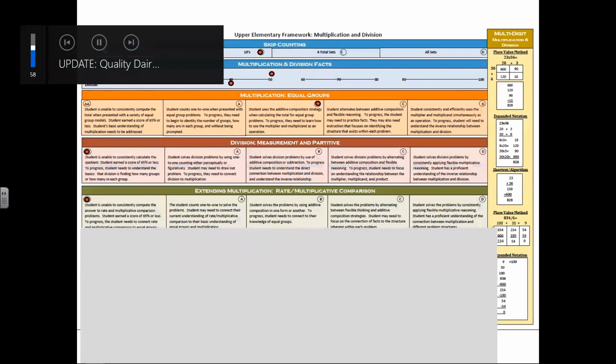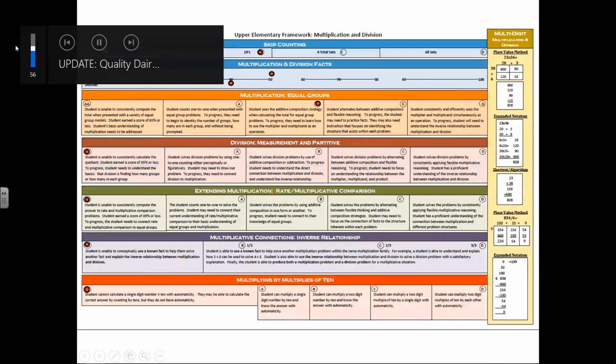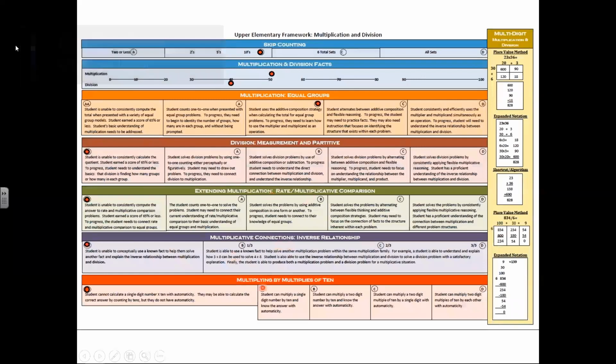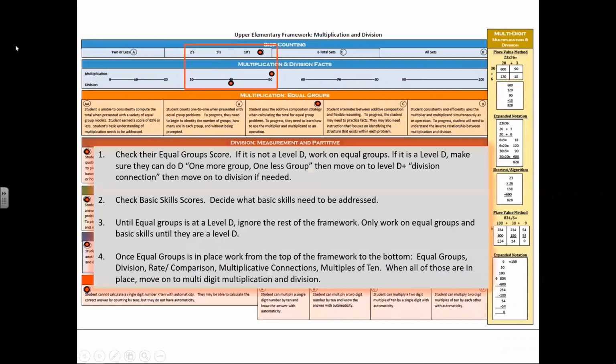And then after division, you'll go to extending multiplication. And then you'll go to the multiplicative connections and multiplying by multiples of 10. And remember, once everything is in place, then you can start working on multi-digit multiplication and division. So again, in summary, this is almost like a checklist that you can go through.